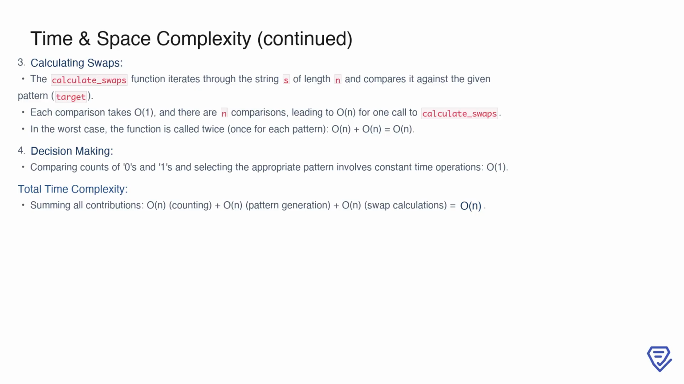swap calculations is O(n). Finally, the decision-making step, where we compare the counts of zeros and ones and choose the best pattern, involves only constant time operations, or O(1). When we sum the contributions of counting, pattern generation, and swap calculations, the total time complexity of the solution is O(n), making it very efficient.